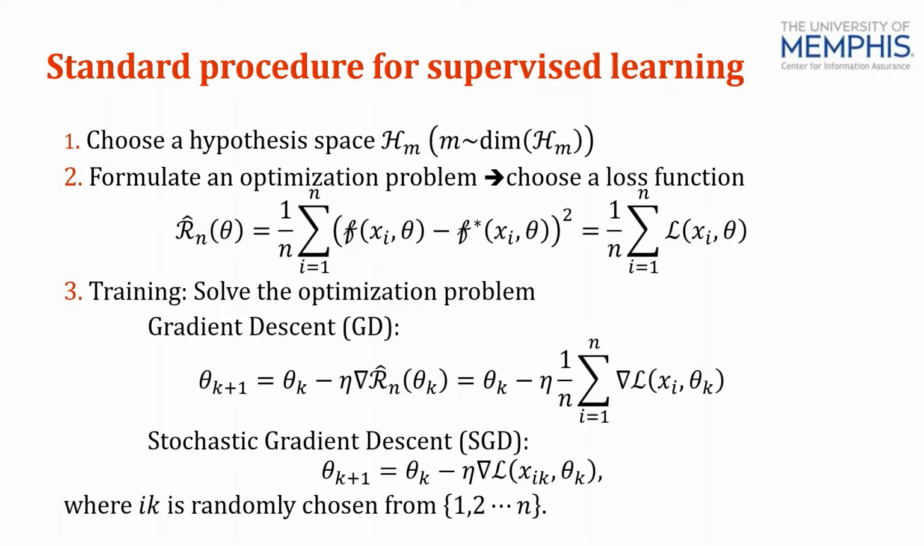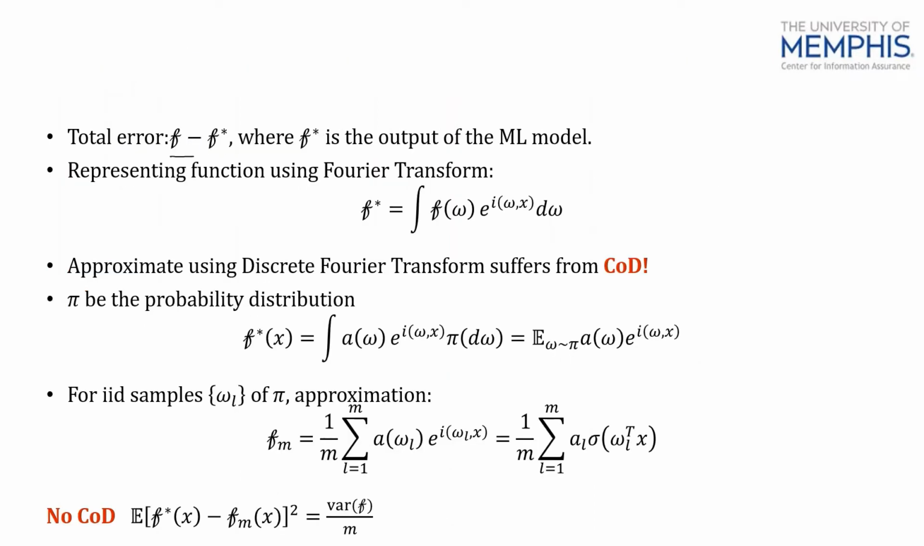And step 3 is the training. We need to solve the optimization problem either using gradient descent, or stochastic gradient descent, or some other choices. It depends on the choice of the model developer. So the total error can be computed as f minus f star, where f was the original function and f star was the output of the machine learning model.